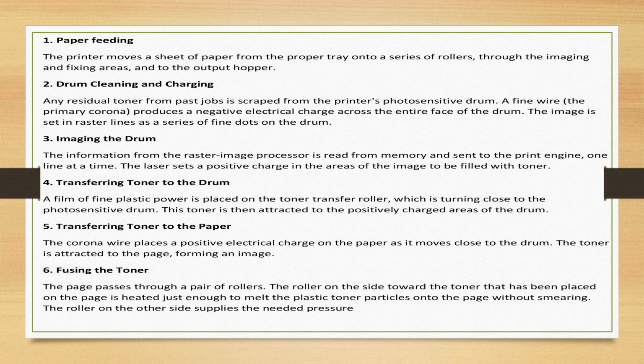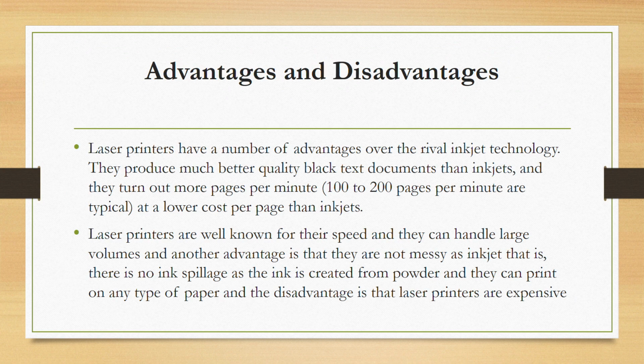So this is the process that we have just talked about. There is paper feeding, and drum cleaning, which removes the residue. Imaging the drum is where the drum is treated. Transferring toner to the drum is putting the toner on the drum. Transferring toner to the paper is fusing by the fusers. Basically, that's a simple process.